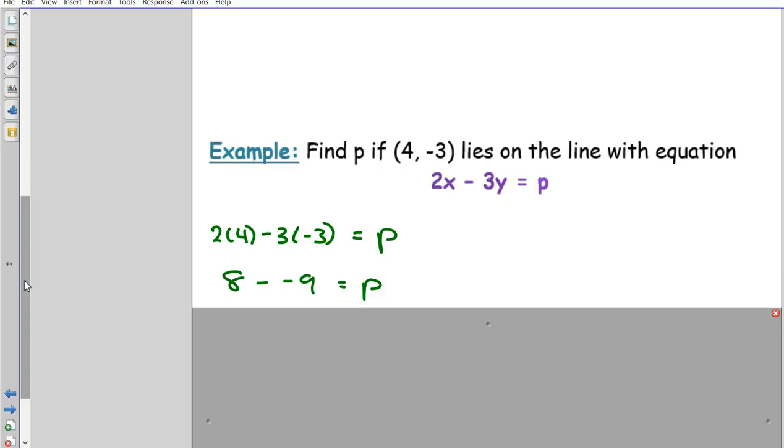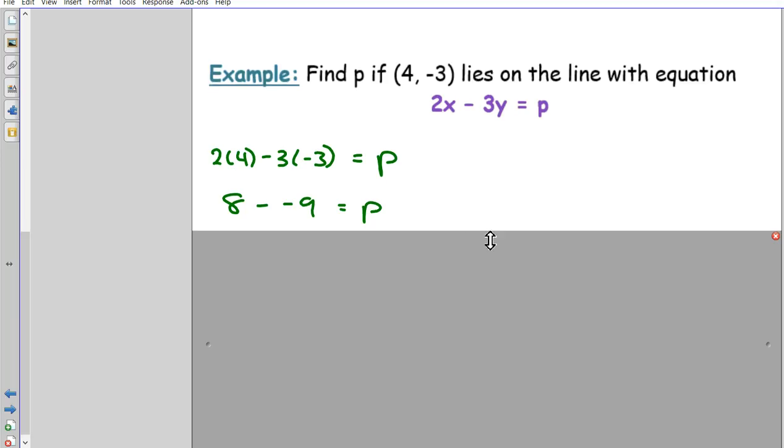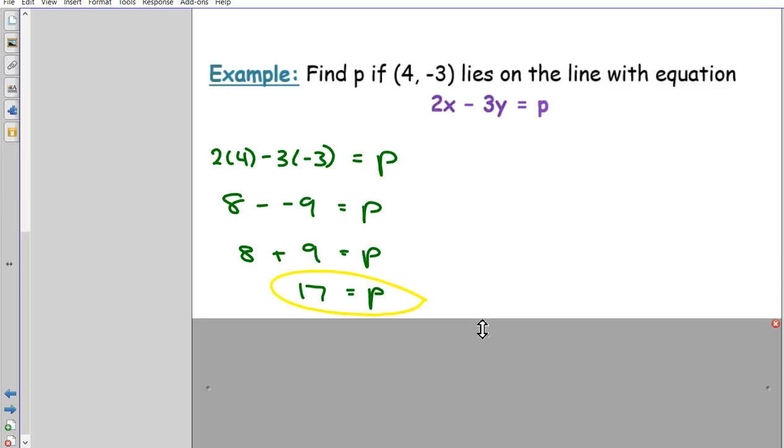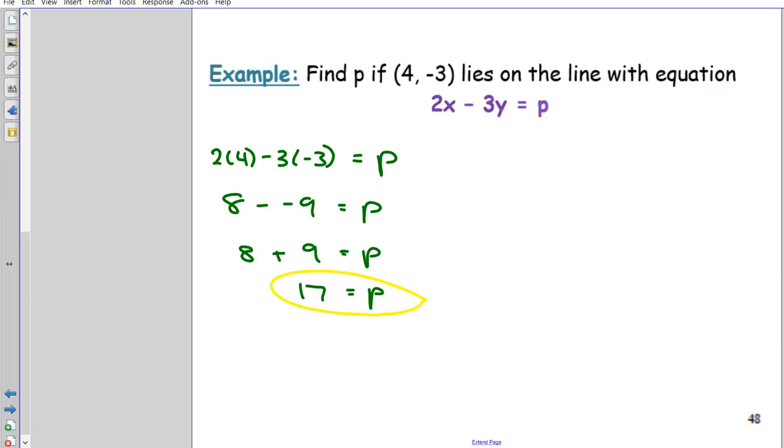So you probably got 8 subtract -9. How can you rewrite that? That's correct, it can be 8 plus 9. And what is 8 plus 9? Yes, it's 17. So P equals 17. Just check, was that what we were asked for? Yes, we're asked to find P.